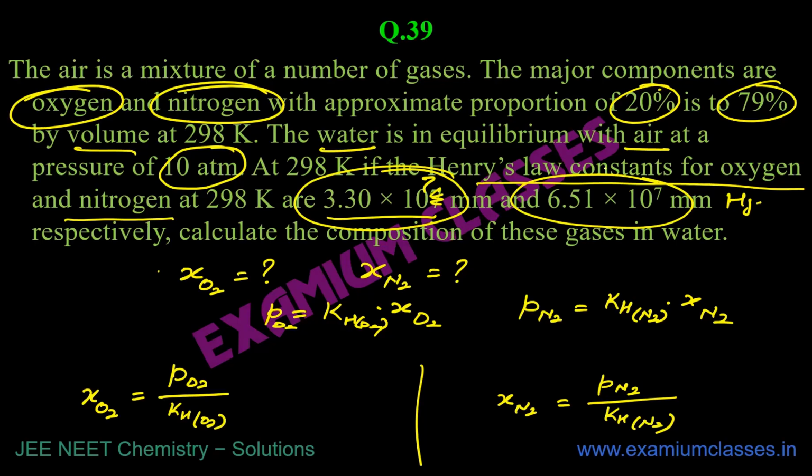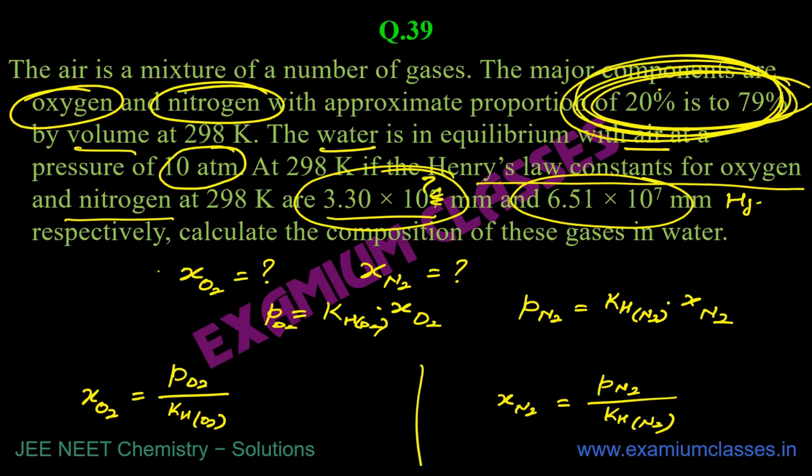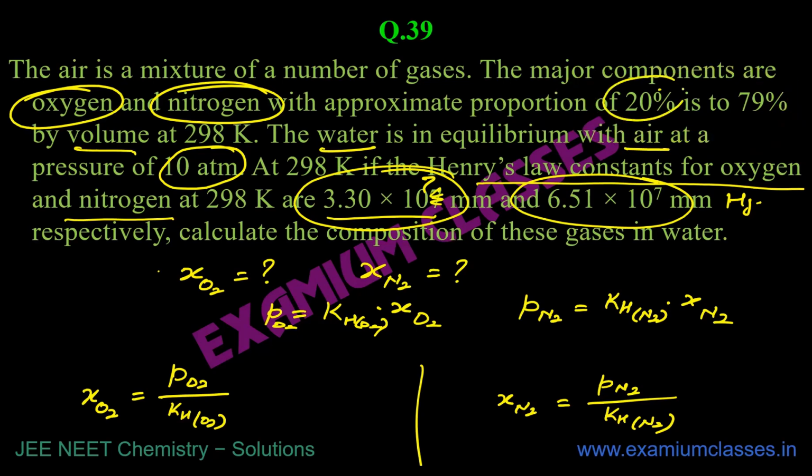So how do you calculate PO2 and PN2? Anyone? With the given information, how can you calculate? This is the given information. You will use this information to get the partial pressure of oxygen and partial pressure of nitrogen. So it means it is 20% of 10 atm, and this is 79% of 10 atm.